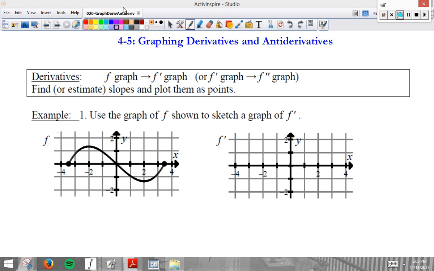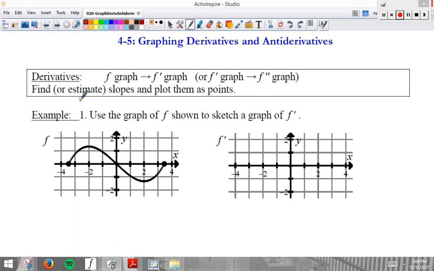Without further ado, the most basic kind of thing we can do in this lesson is to take a graph of f and change it into a graph of f prime, the slopes of f. This also will be the same technique for changing a graph of f prime into a graph of f double prime, which will come later. This is really easy, relatively. We're going to just find or estimate the slopes of this function, f, and sketch a graph of f prime as best as we can.